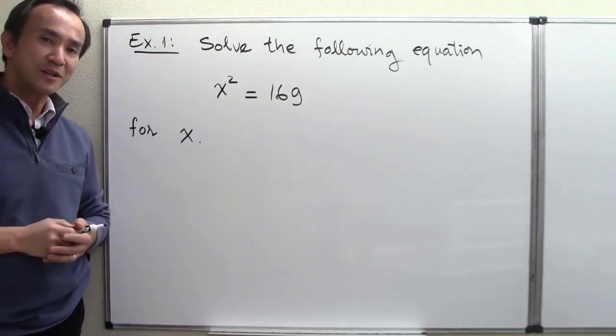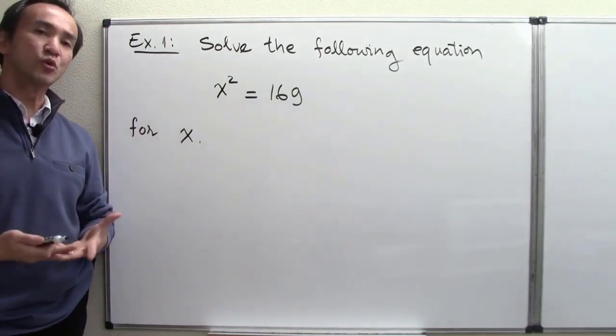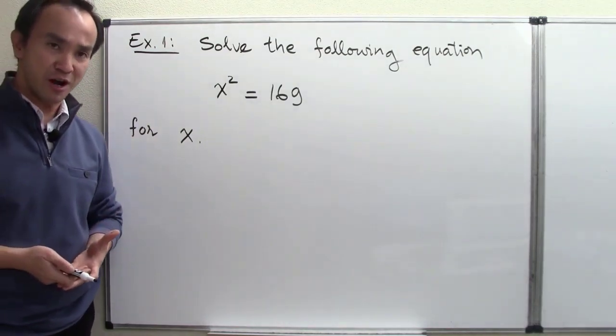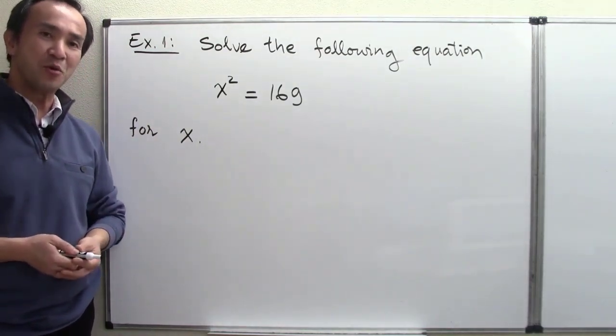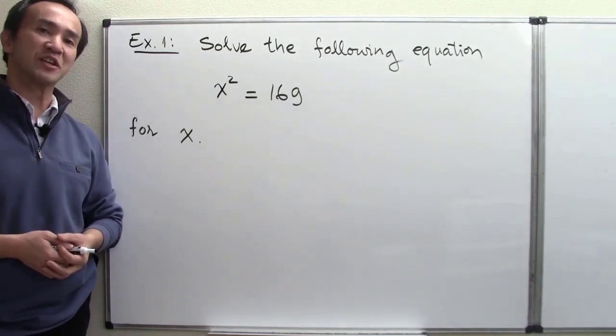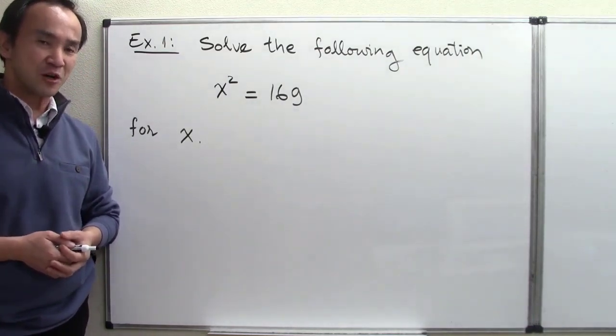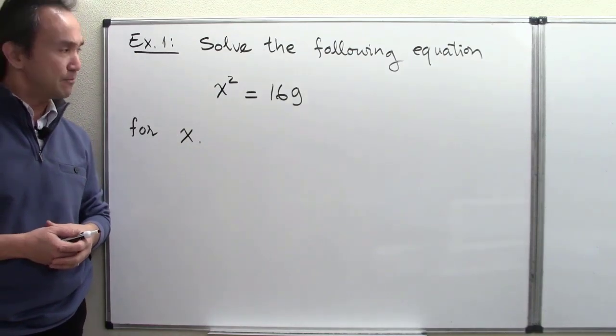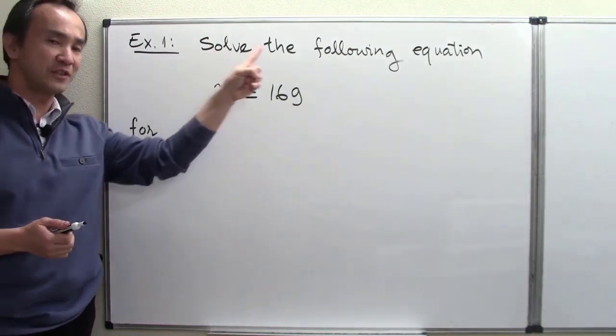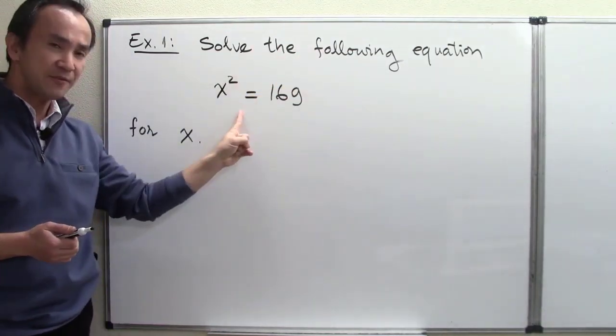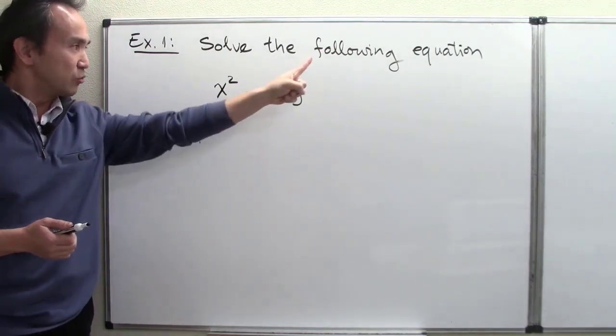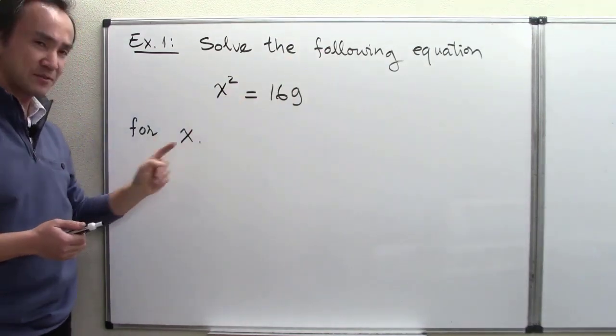In this example 1 right here, I use this example as a demonstration problem to show the straightforward application and the direct usefulness of the square root property. In this problem, we are asked to solve the following equation. So what we have here is the equation, and we want to solve that equation for x.